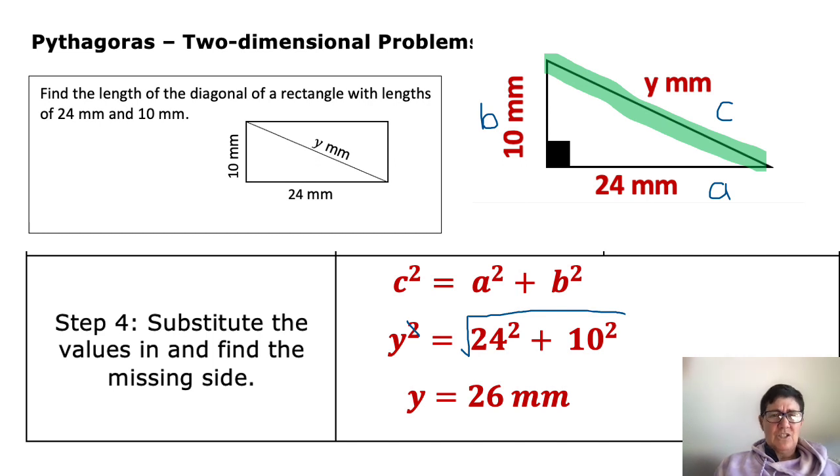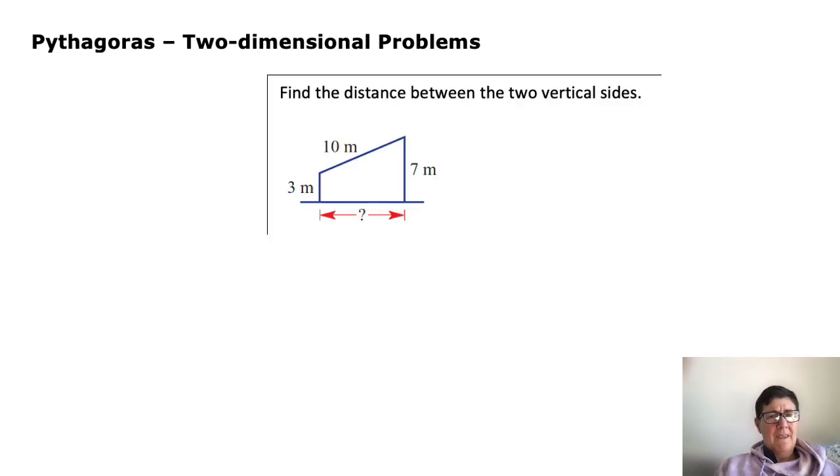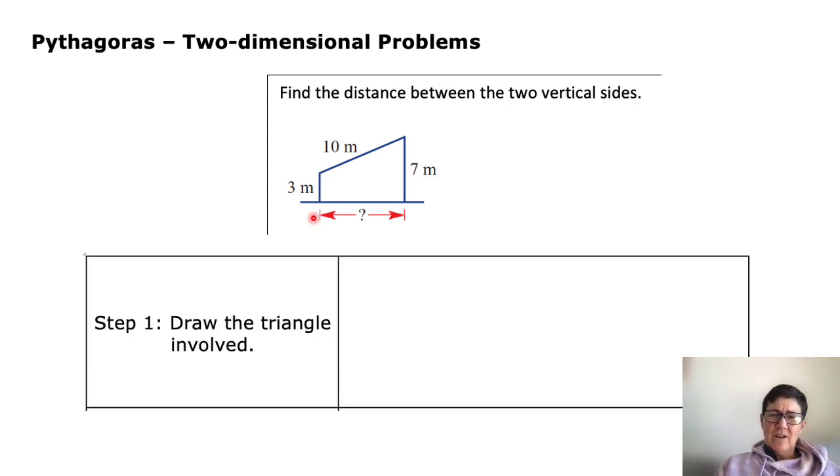All right, next question. Turn your sheet over. This question's a bit trickier. It's no triangle. It's a trapezium. And it says find the distance between the two vertical sides. So it's saying find this. All right, step 1 is to draw the triangle. I'll show you the triangle. There it is there. All right, that distance there is the same as that, so we just move that up here. Draw it and put the dimensions on.